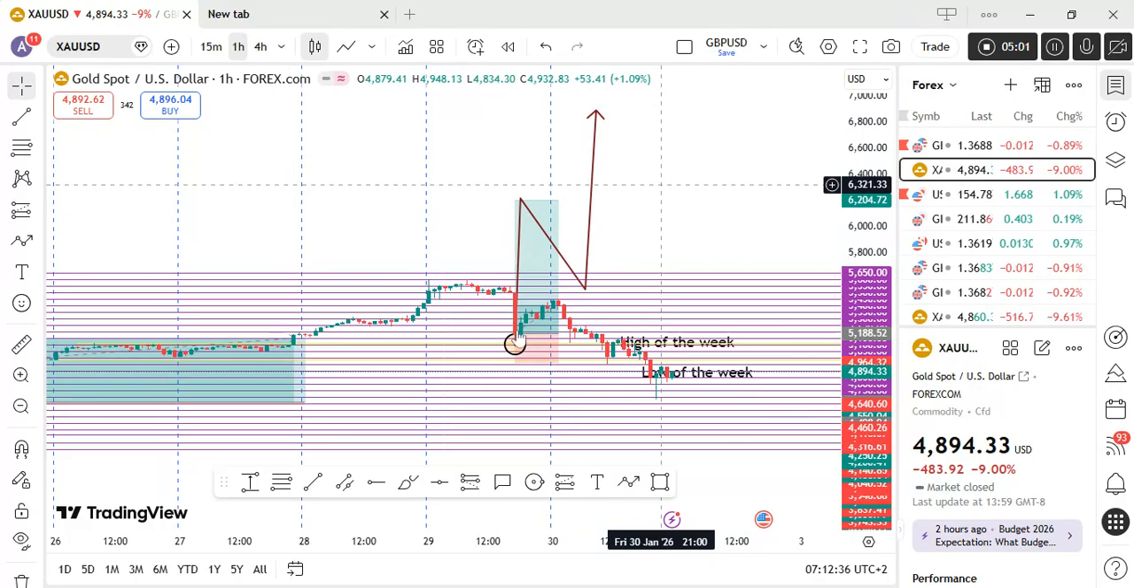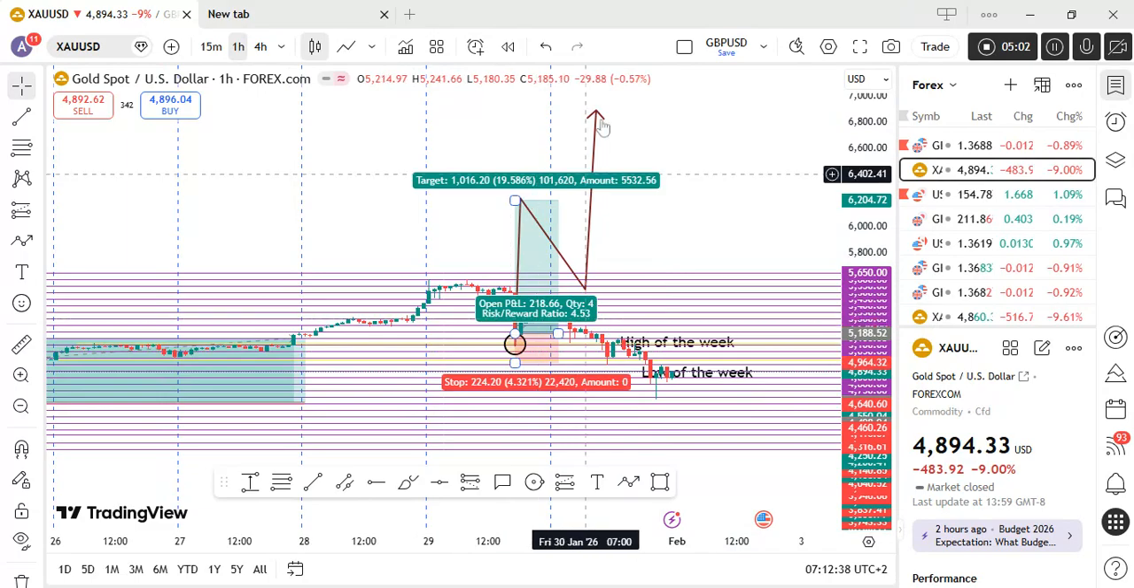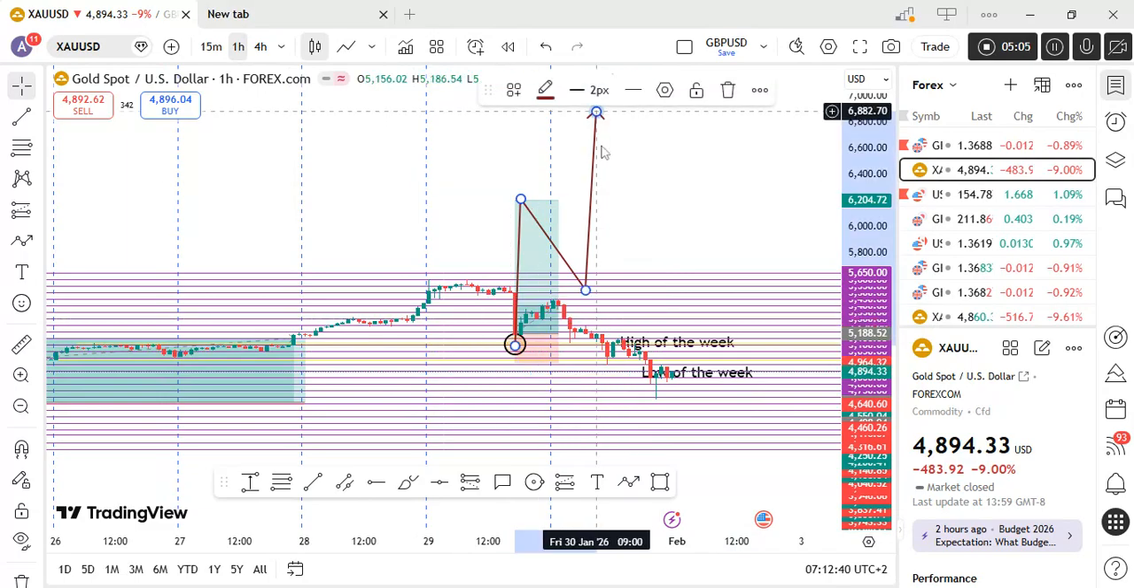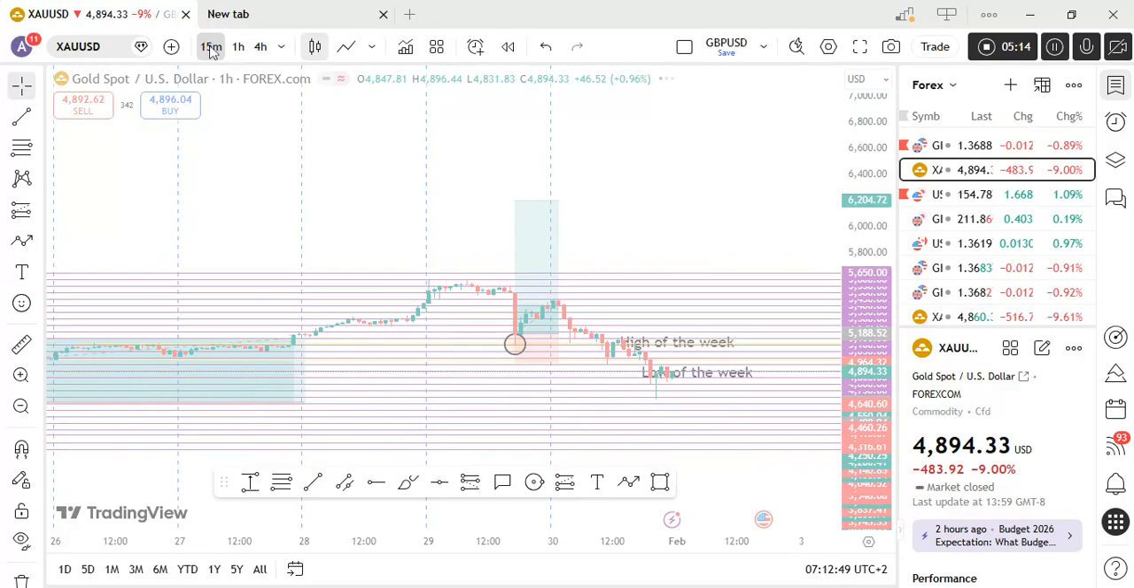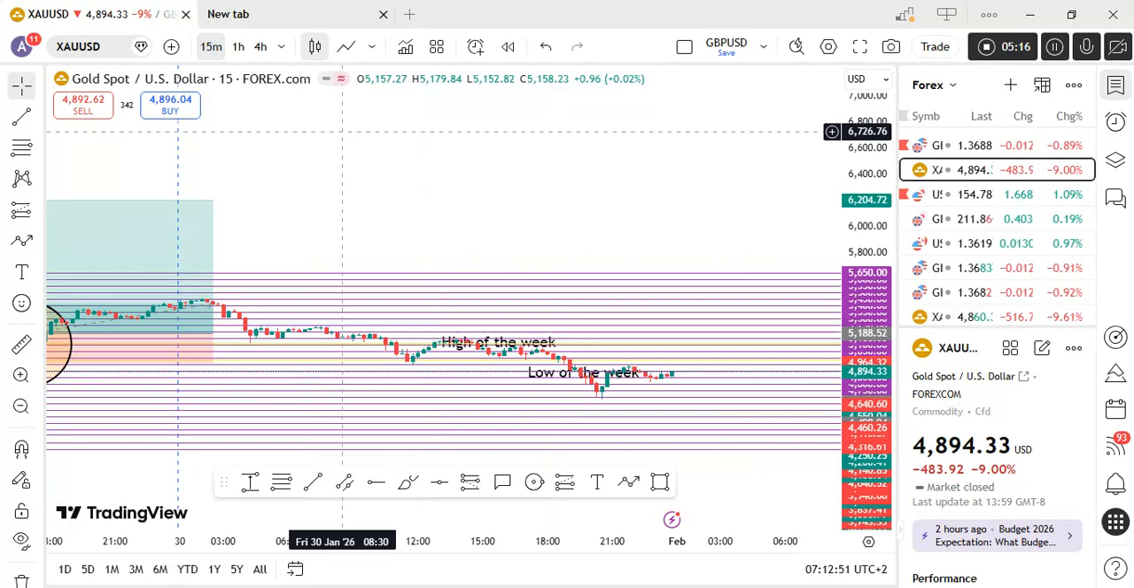We saw price eventually failing to create a new high, and that eventually stopped out the entry position that I saw on gold. So that was definitely what happened on gold. Let me forward down to the 15 minutes so you clearly see how it all played out.